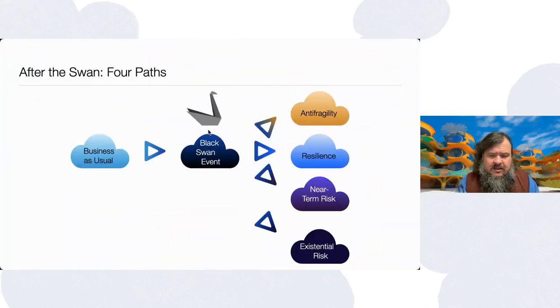When you have a black swan event, there are four possible paths that can happen after the event, right? The worst one is existential risk. Existential risk is when your institution or the project or program you're working on ceases to exist as a result of the black swan event. And that's, of course, the worst case scenario.